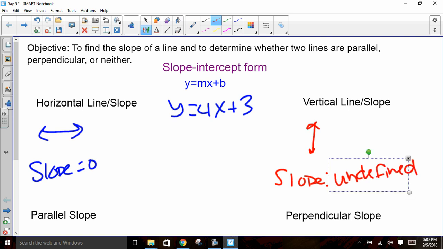Why is it undefined? Well, the reason it's undefined is because when you find your slope, remember we have the change of y over the change of x. Well, if your vertical line is always an x value, you're going to have the same x value minus x value, which means you're going to get 0 on the bottom. And if you remember, we cannot ever divide by 0. It's an undefined thing. So that is why my slope is undefined.